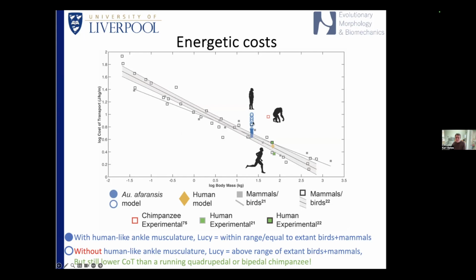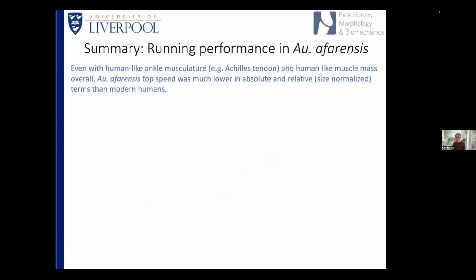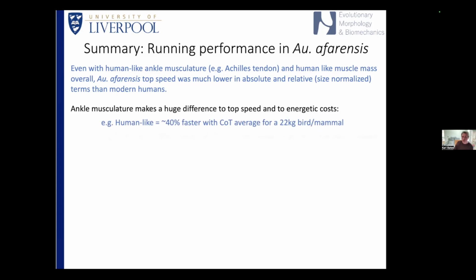So without that adaptation in ankle muscle architecture, Lucy would be more expensive or less economical than a modern mammal or bird of its body size, but still more economical than a chimpanzee, whether that chimpanzee is walking bipedally or quadrupedally. So in summary of that study, even with the limitations surrounding soft tissue properties and muscles in fossils and predicting those accurately, we can be fairly confident that Australopithecus' top speed was lower in absolute or relative terms than modern humans. We've also shown that how we reconstruct the ankle musculature makes a huge difference to both top speed and energetic cost.